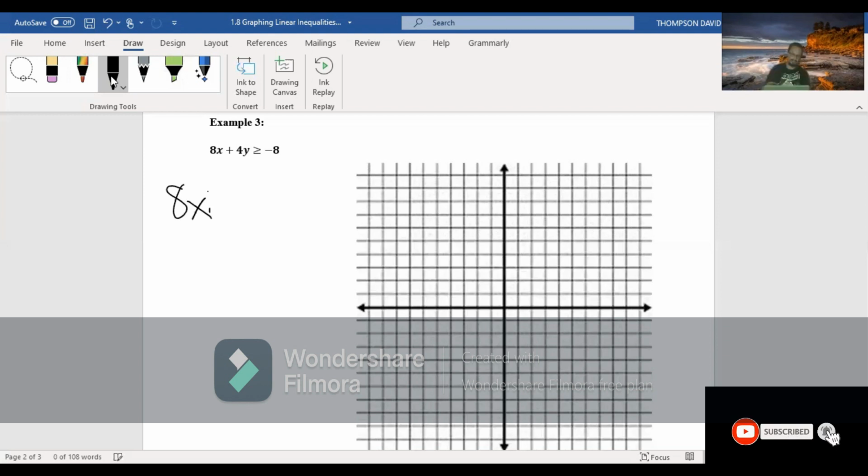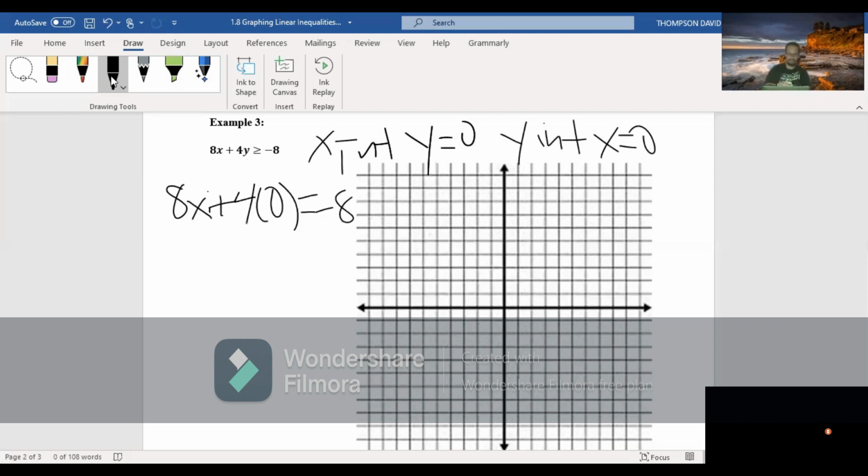Remember, when we have an x-intercept, y equals 0, and for y-intercepts, x equals 0. So we're going to say 8x plus 4 times 0 equals negative 8. That leaves us with 8x equals negative 8. We divide everything by 8, so x equals negative 1. So we're going to plot negative 1 on the x.